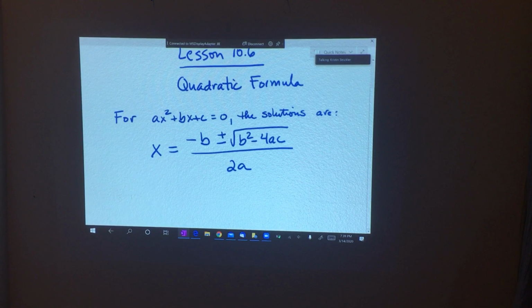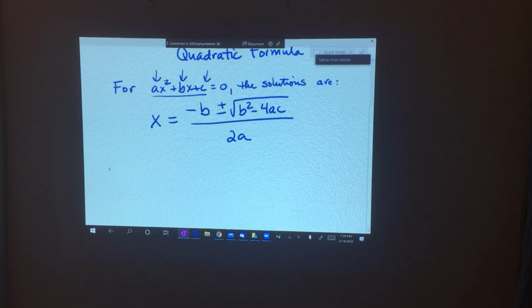Anyway, back to the quadratic formula. All you have to do when you have your equation is take a, b, and c and plug it into the formula. And then we solve it, and we have the answer. So let's try it. Here's the first one. Solve 3x squared plus 5x equals 8.